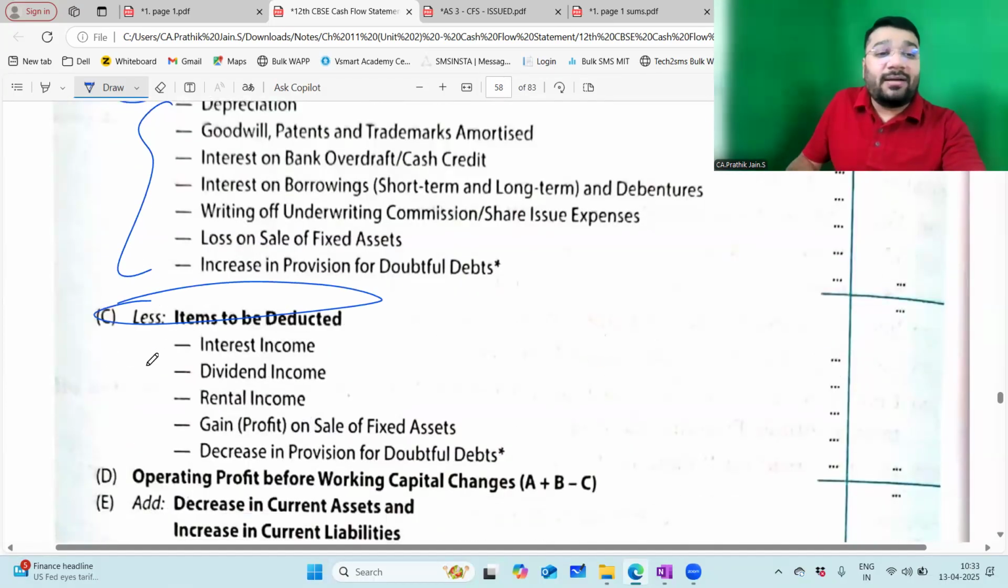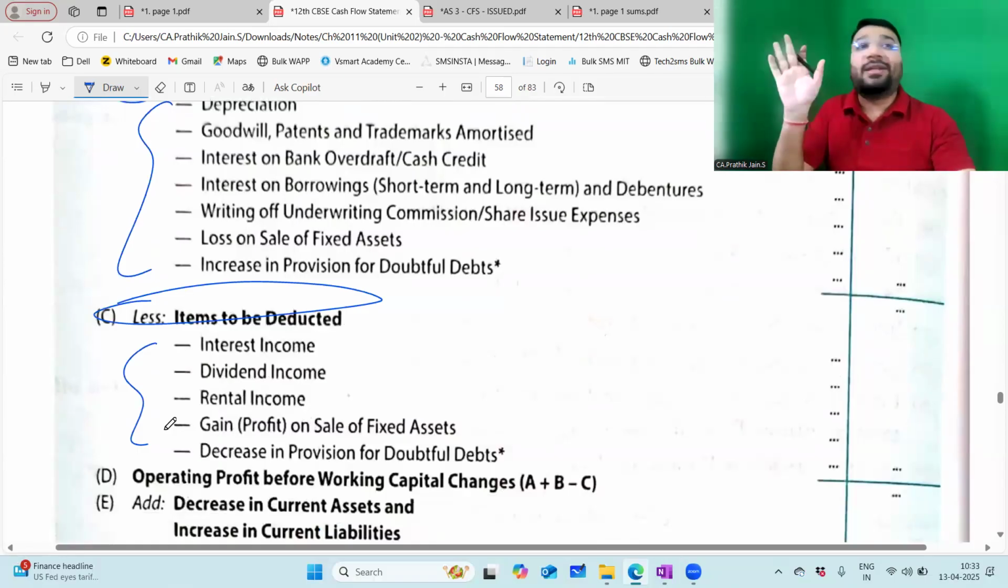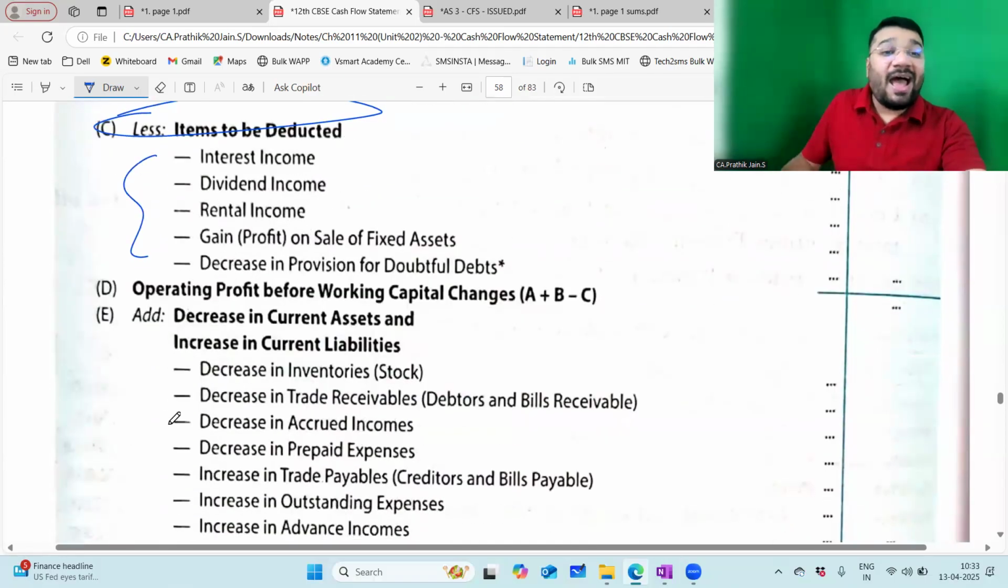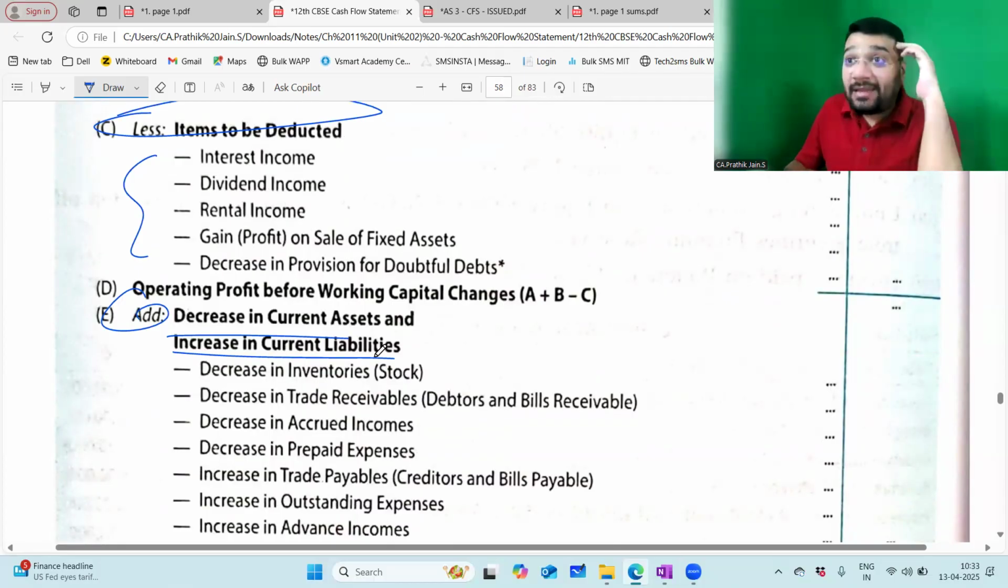Less items to be deducted. Why should this be deducted? Nobody knows. Add decrease in current asset, increase in current liability. What is current asset, current liability got to do with the cash flow statement? Like that, who will think?